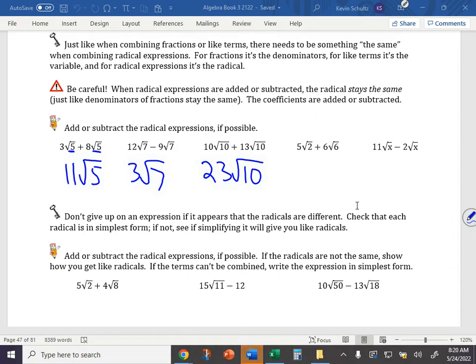Can you simplify root 2? No. Can you simplify root 6? No. It doesn't have a perfect square factor.